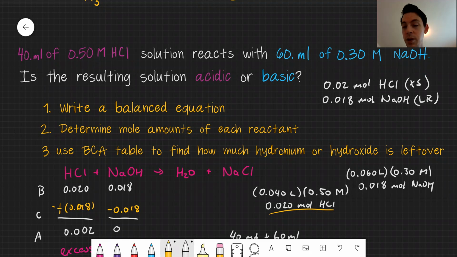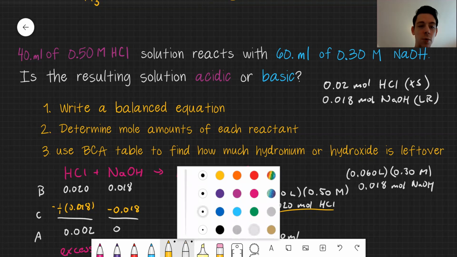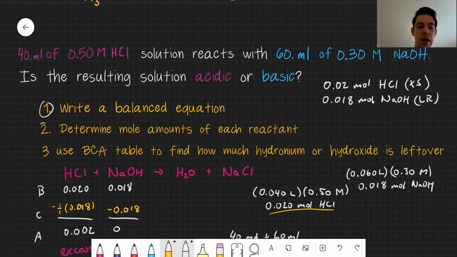And again, with some practice, you could just simply subtract these from each other and figure out how much HCl is left over, potentially without a BCA table, but I would suggest using the BCA table when you're just starting these types of problems. Okay. These are pretty tricky. But if you follow these steps, always start with the balanced equation and always convert to moles before you jump into the BCA table, it should work out for you.